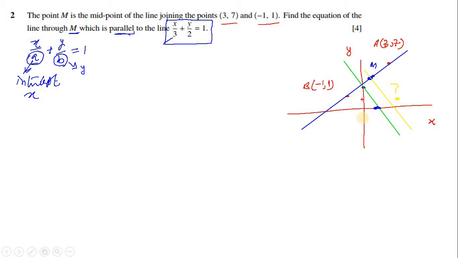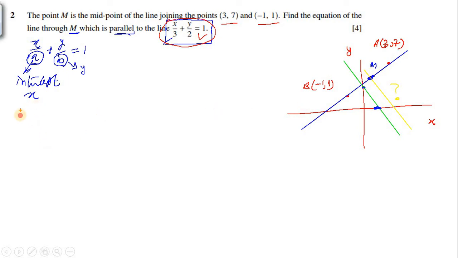So the idea is, if you find the midpoint of AB, then we have the coordinates of M. So we have a point. And then from this line, we can figure out the gradient of the given line, which will be the same for our required line. So we can find the equation of the yellow line, because you need a gradient and a point on the line in order to find the equation. So the point is already given in terms of a midpoint.